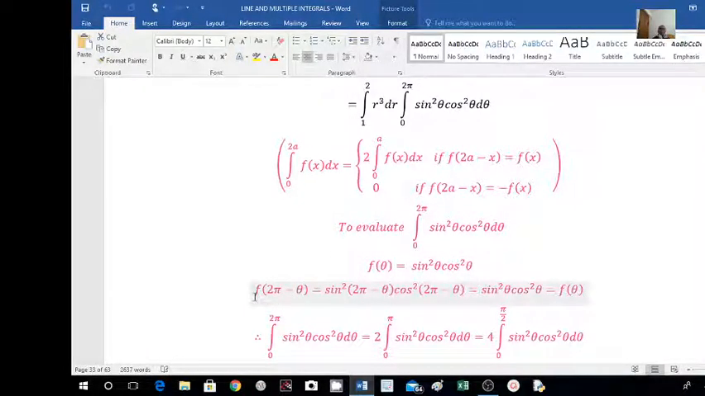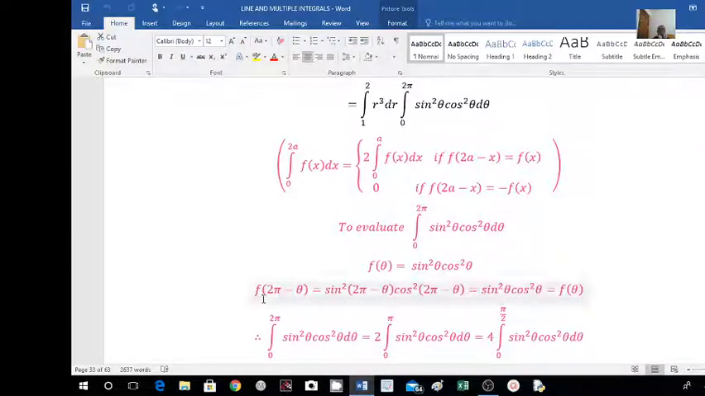Now what about this one? f of 2 pi minus theta is sin square of 2 pi minus theta times cos square of 2 pi minus theta. What is sin of 2 pi minus theta? This is nothing but minus sin theta, but because of the power, this becomes positive again. Again this becomes sin square theta. And cos, in the fourth quadrant, is always positive. Cos of 2 pi minus theta is cos theta itself, and the square is just cos square theta. That is, again I am getting sin square theta cos square theta. This is equal to f of theta.